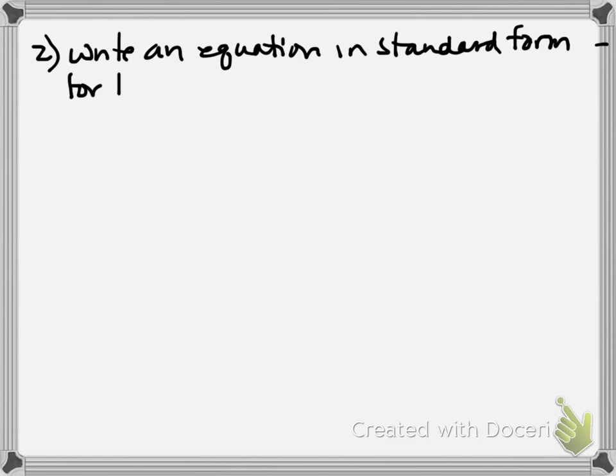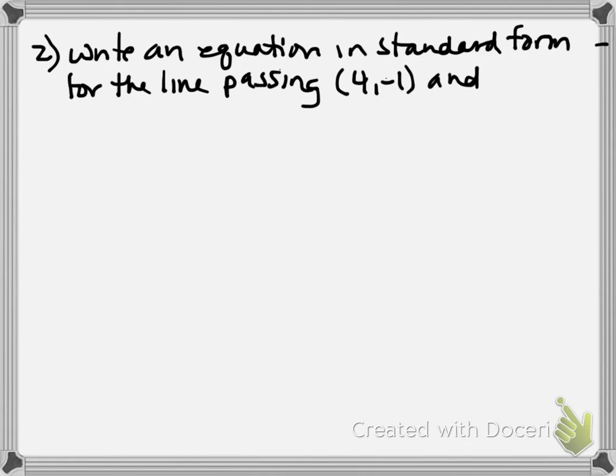For the line passing through point (4, -1) and is parallel to 2x minus 3y equals 5.